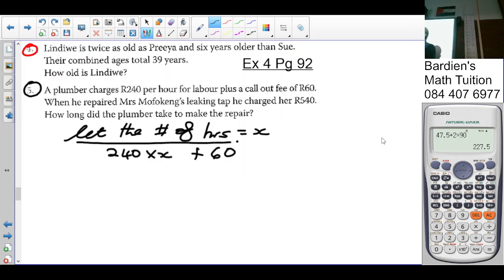I'd rather become a plumber, no? And listen, this was more than 10 years ago, so this book is fairly old. I think they charge now a call out fee of 350. That's why I say rather become a plumber.